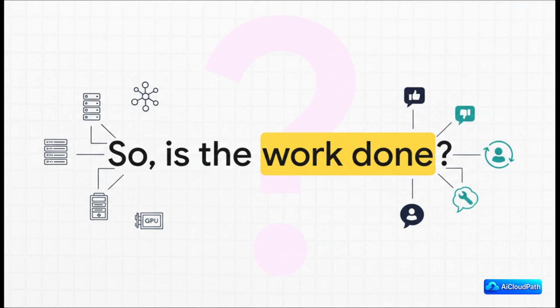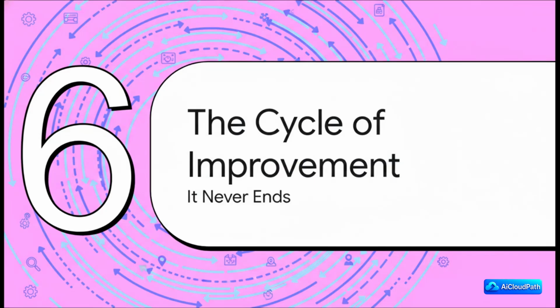The model's live, people are using it, the feedback's coming in. So that's it, right? Job done? We can all pack it up and go home? Well, not so fast. Because that final step, feedback, isn't an ending at all. It's actually the beginning of the most powerful part of this entire blueprint, the continuous, never-ending cycle of improvement.